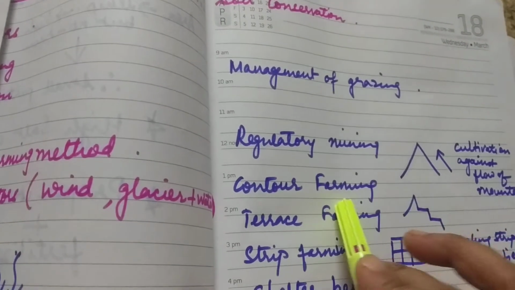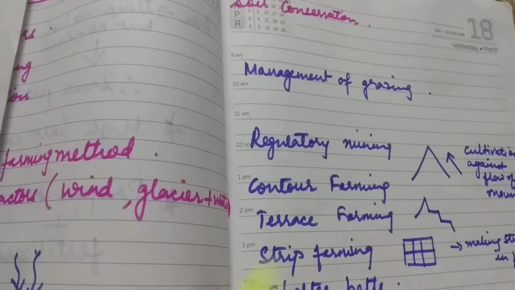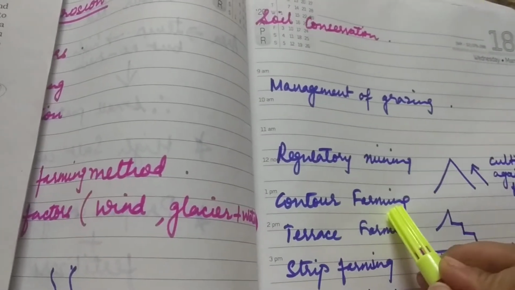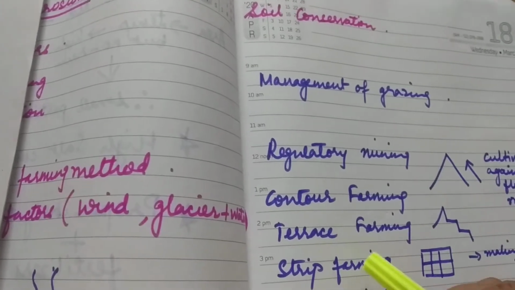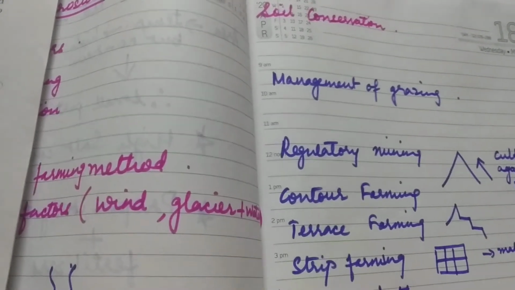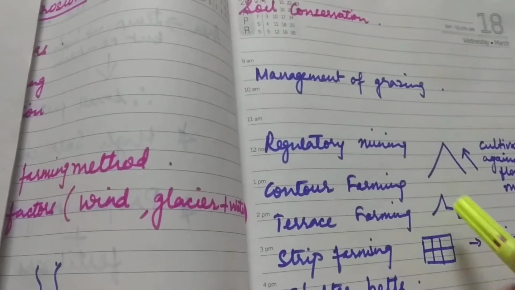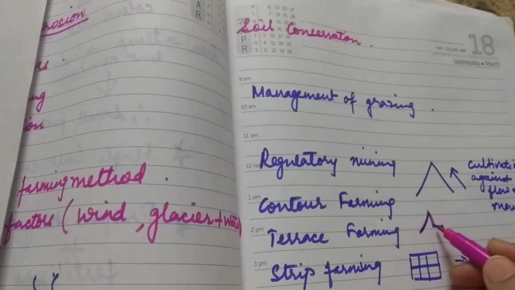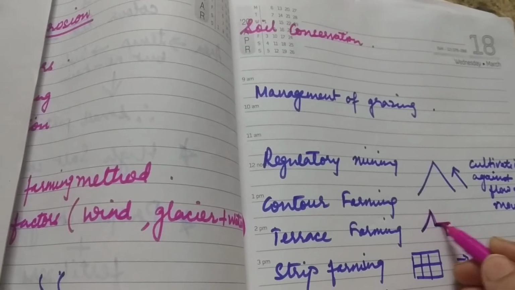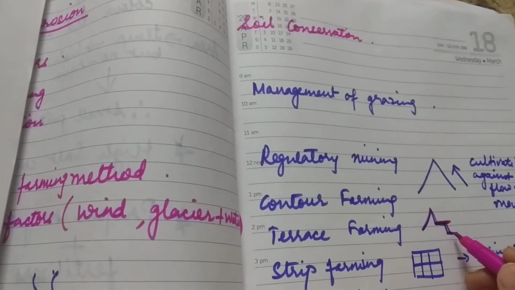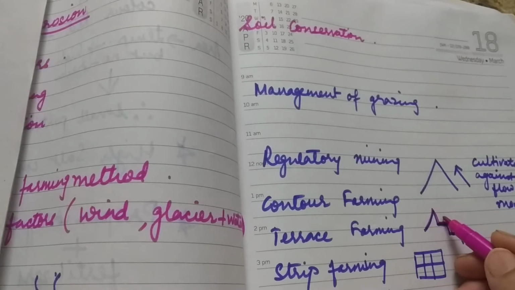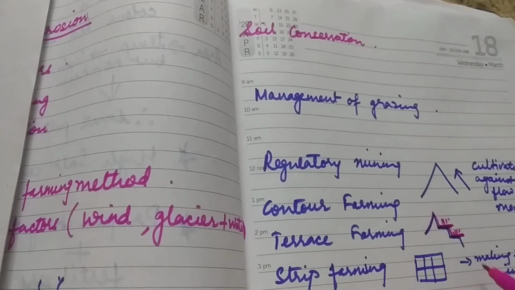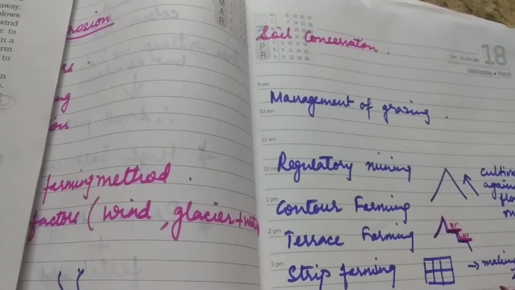So contour farming helps cultivation against the flow of the mountain. Okay, so in this way we can stop the soil erosion, or at least reduce it, even if we can't stop it totally. Now what is terrace farming? Terrace farming is when the mountains are cut in steps and we have a flat land, and again the step is cut to make a flat land. So on these flat lands crops are grown. That sort of farming is called terrace farming.